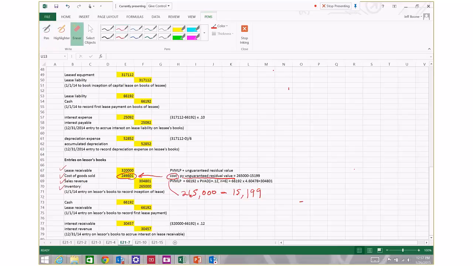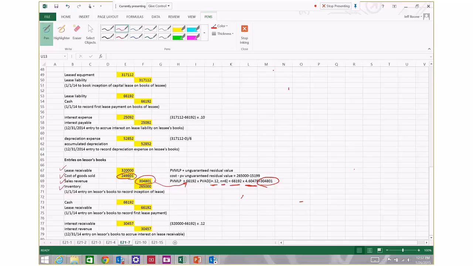The credit to the sales revenue account here is simply the present value of minimum lease payments, which we've already determined is $304,801. And again, that's calculated by taking the present value of an annuity due factor for I equal to 12%, N equal to 6, and multiplying that times the recurring rental payment of $66,192, and there's our credit to sales revenue.